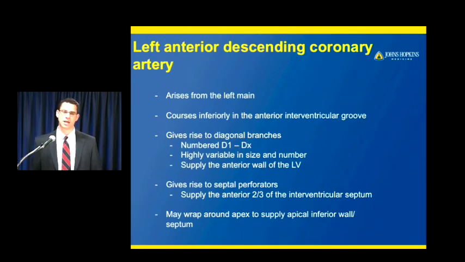The number and size of the diagonal branches is quite variable, and so in some patients you might see several large diagonal branches. In other patients you may see virtually no diagonal branches at all. That's all okay. That's just, again, the normal variation in coronary anatomy. These branches supply the anterior wall of the left ventricle.